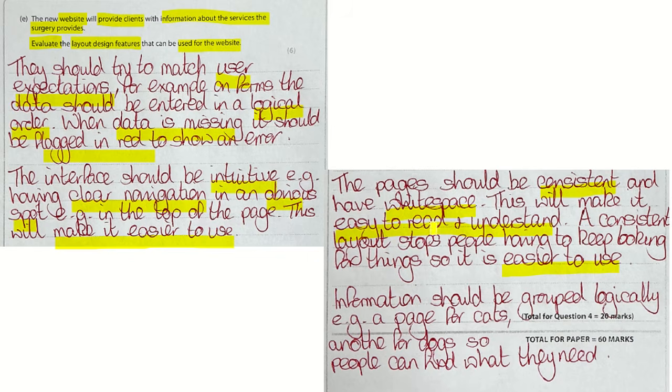I've gone on to say that information could be grouped logically. For example, and I've thought back to this question being about a website, I've suggested they could have a page for cats and a page for dogs so that people can find what they need. So with an evaluate question like this, you've got to show a wide range of design features and you've got to give some useful information about them, making sure that you are linking it back to this question about a website which is offering you information.